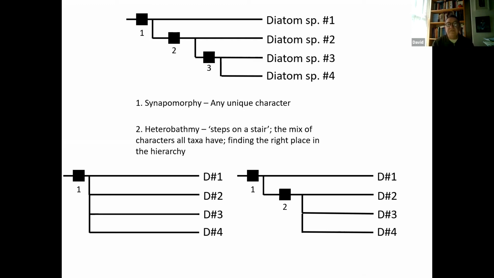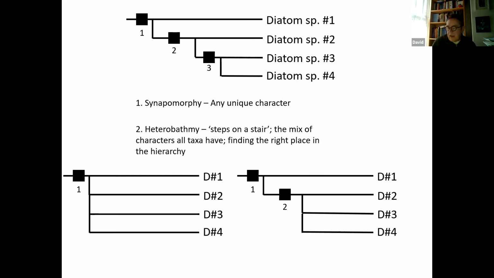The second is another horrible word, heterobathmy. It literally means, so I understand, steps on a stair. When we look at our descriptions, or when we look at our specimens, more importantly, we'll find there's a mixture of characters there. There's spines, there's raphae, there's virgae, vimines, there's all sorts of different things. What our task seems to be is not just to identify those bits and pieces, but to see where those bits and pieces fit in the hierarchy that we have.